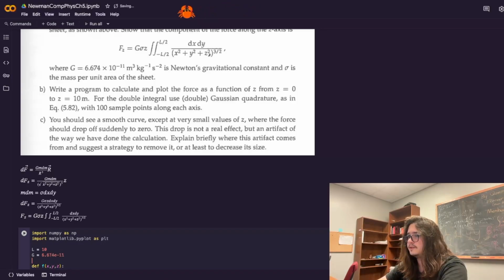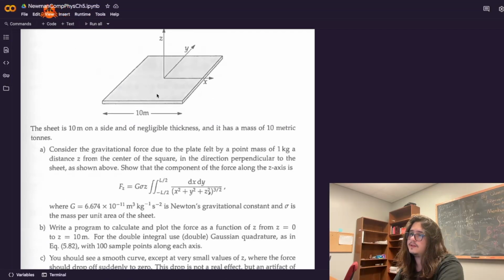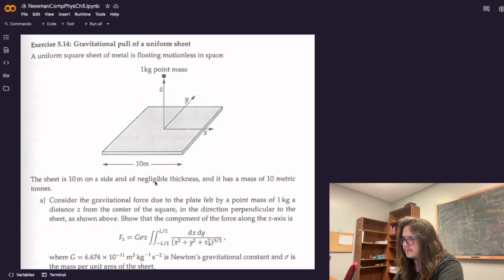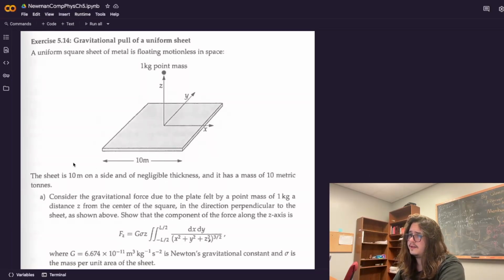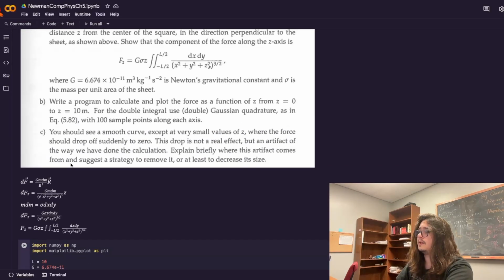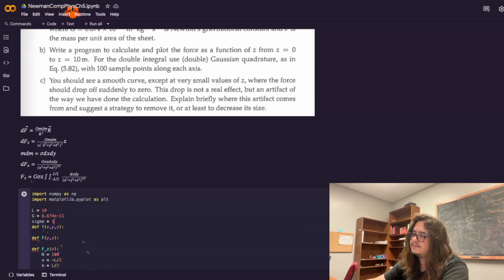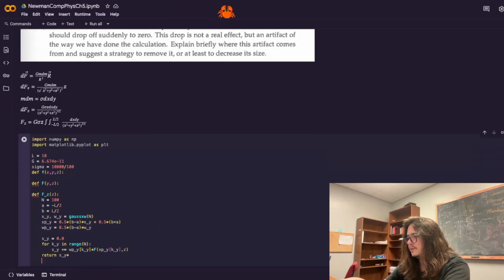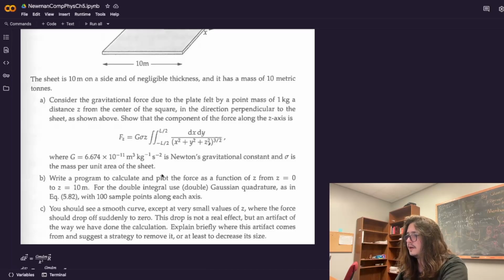And then, what else did we need? Sigma, which is the surface mass density, so it's 10 metric tons divided by 100 square meters. So 10,000 divided by 100. I'm just going to write that, 10,000 divided by 100. And so you return the result of the integral times g times sigma, and also times z, according to just that line there.